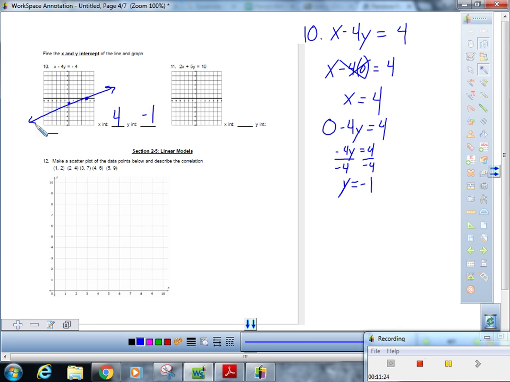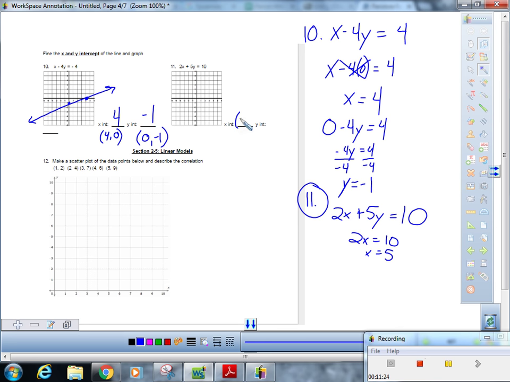Same thing for number 11. To find the x-intercept, by the way, maybe I should write this as 4, comma, 0, and write this as 0, comma, negative 1. That's probably a better way to do it. Okay? So for number 11, to find the x-intercept, my equation is 2x plus 5y equals 10. Put in a 0 for y. I get 2x is 10. So x is 5. So my x-intercept is 5, comma, 0.